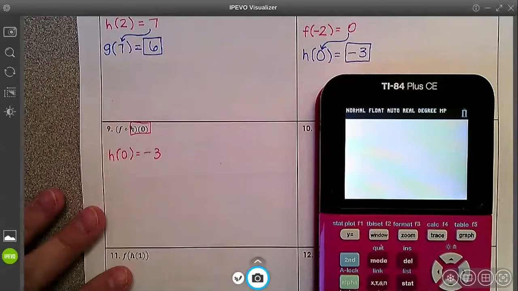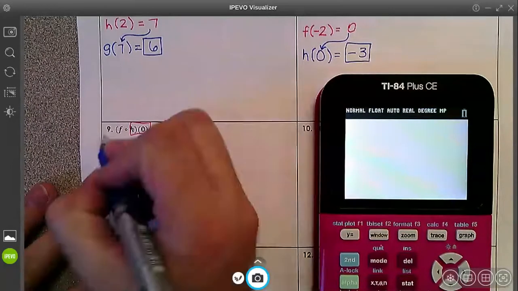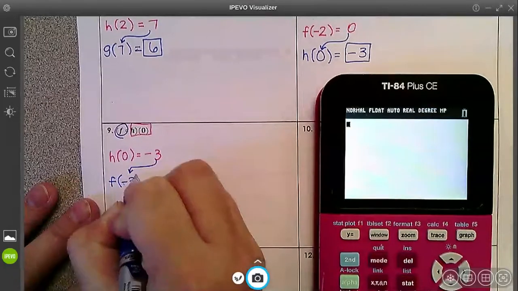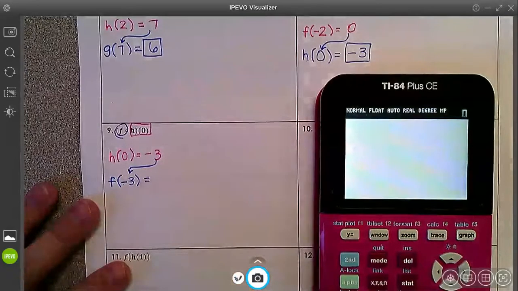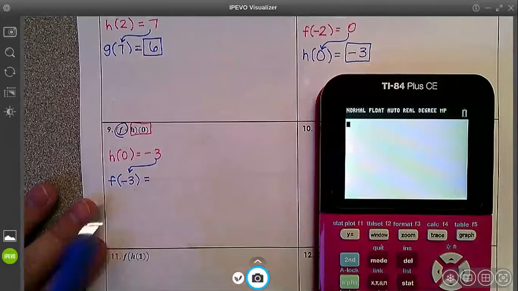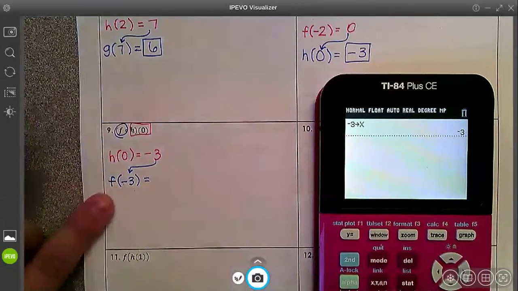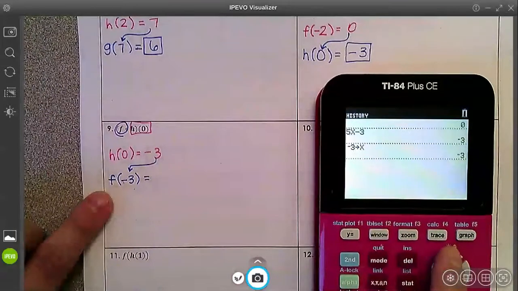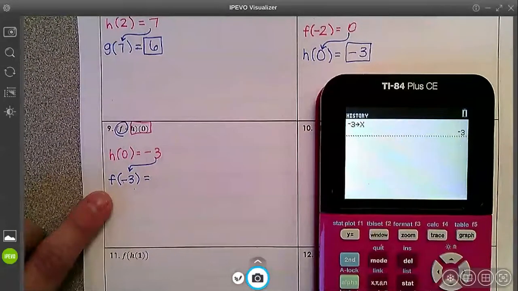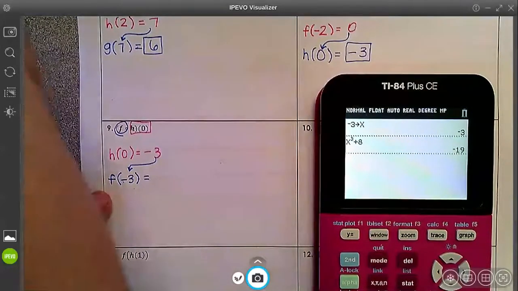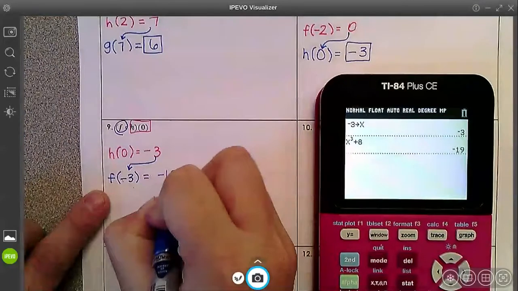So then, which function are we going to? F. And we're going to find f of negative 3. So we always take our previous answer. That's what we plug in. So negative 3, store that as x. And then I can go back and get my function, or you could retype it, might be faster. And we get negative 19.